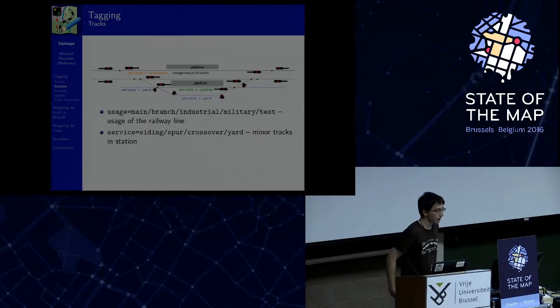If you add a railway track, I ask you to also tag usage or service. These keys tell the renderer if these tracks are important or not. Important tracks are the tracks outside of stations, and inside stations, the tracks which run through the station, and service is used for all other tracks.